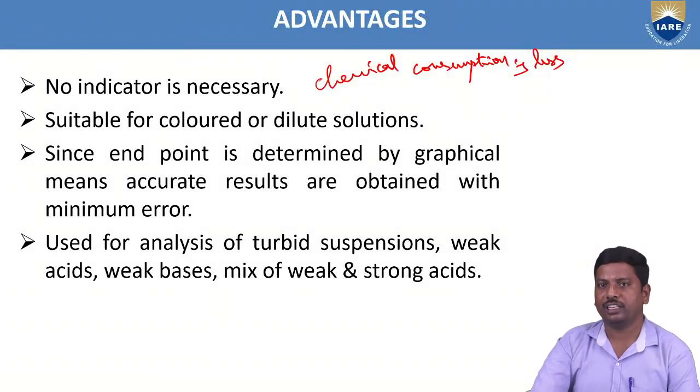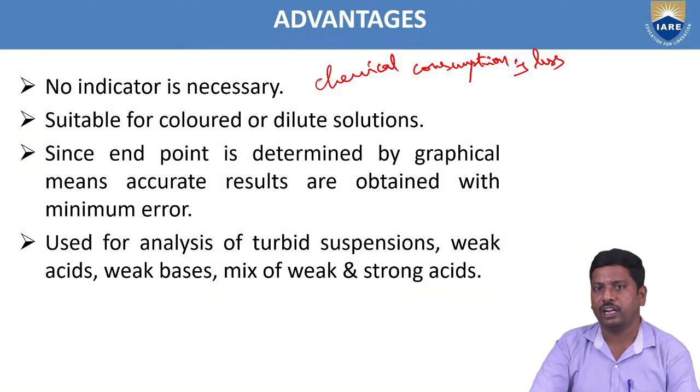So we can study any type of reaction, whether neutralization reactions or precipitation reactions. We can determine the endpoint of a reaction with the help of the graphical representation. Because of the graphical representation, the error will be very low. That means the titration error is very low. Titration error is the difference between the endpoint and the equivalence point. That means we can get more and more accurate results, and use it for the analysis of turbid suspensions, weak acids, weak bases, and mixtures of weak and strong acids.